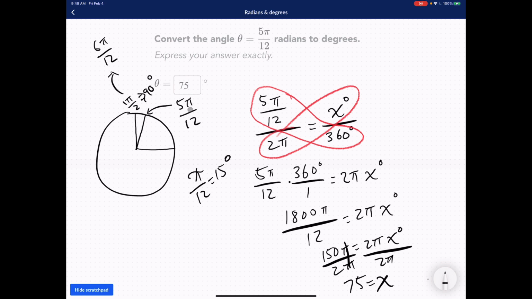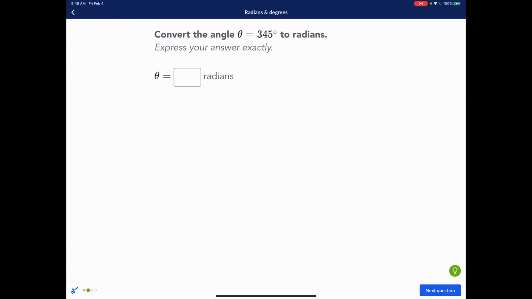If that confuses you, pause the video and really think about that, because that's important, okay? So we just found out what pi over 12 is equal to. Pi over 12 is equal to 15, because 90 minus 15 is 75, and 6 pi over 12 minus pi over 12 is 5 pi over 12, okay? All right, let's go try another one.